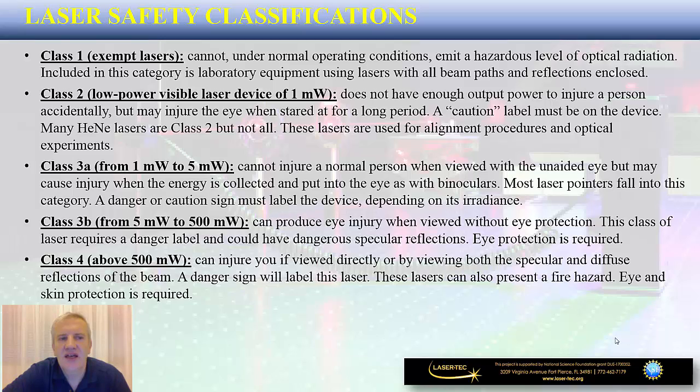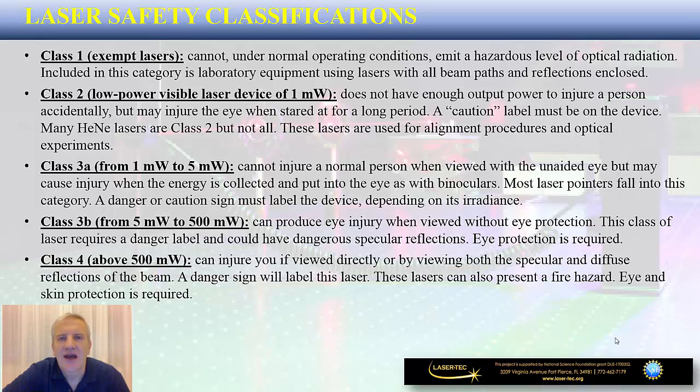So back to class number 2. Class 2 usually is going to be labeled with a caution sign that has to be put on a device. Types of lasers that would go under class 2 would be many helium neon lasers, not all of them. And these types of lasers are usually used for alignment procedures and optical experiments.